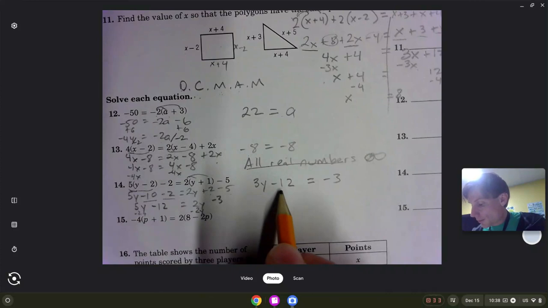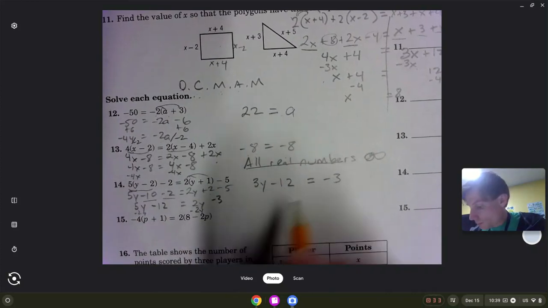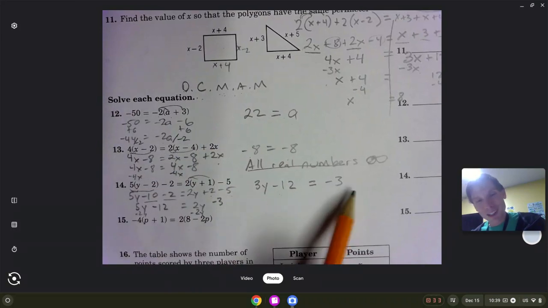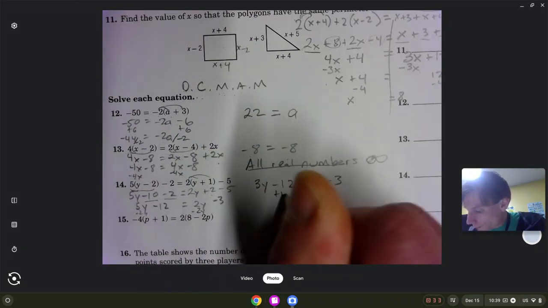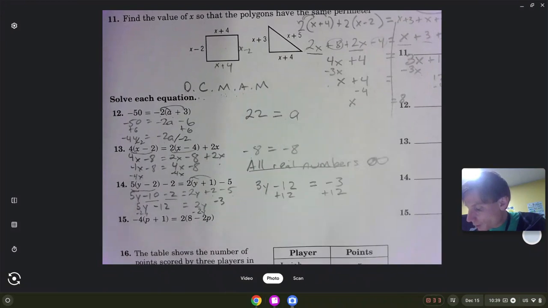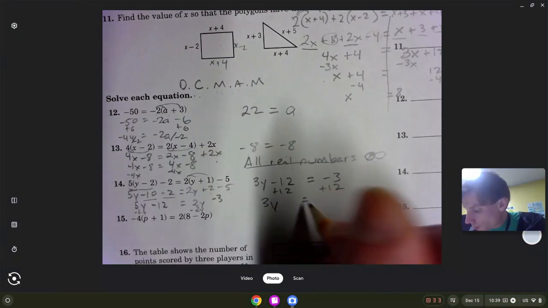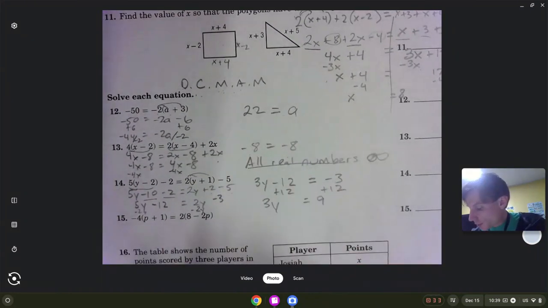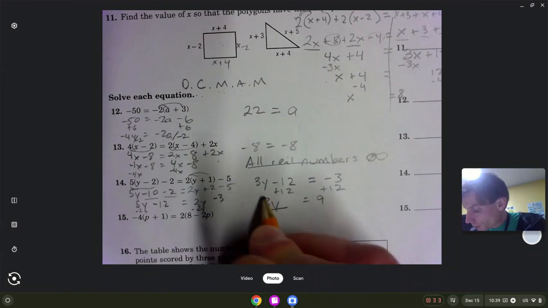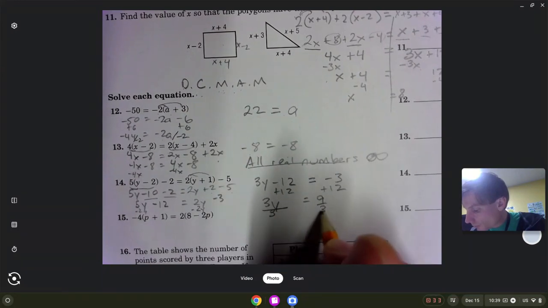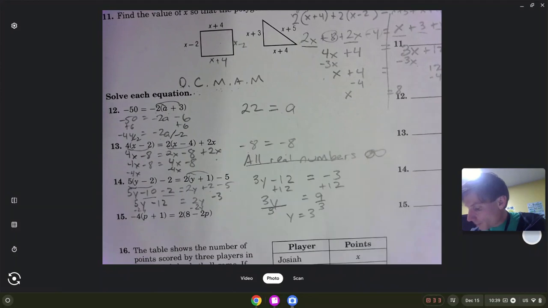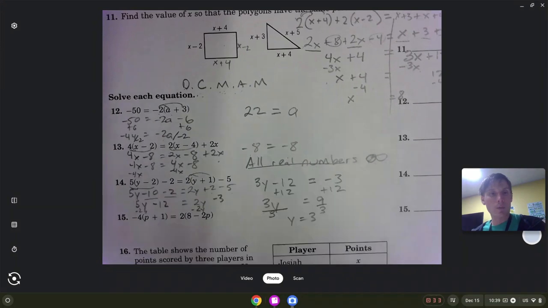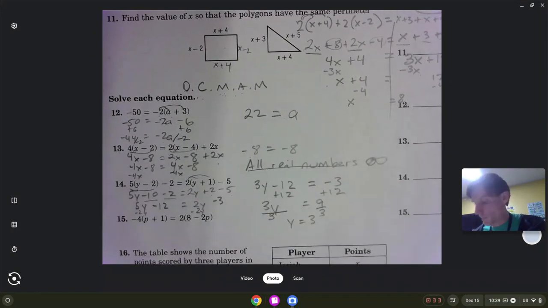Okay, now that we did move the variable, we're adding, subtracting. So we want to get this 12 over there. The opposite of subtracting 12 is adding 12. Okay, we're left with 3y equals 9. Lastly, to solve this, we do division, divide by 3, and y equals 3. Again, you can plug it back in the equation to be sure, but we see how we have one solution here, y equals 3.